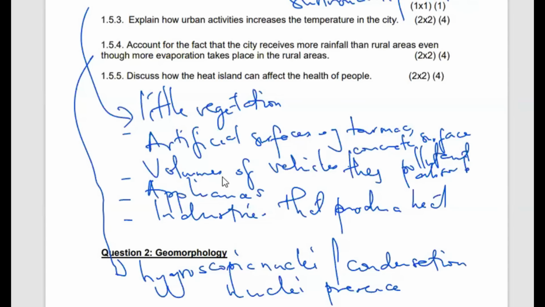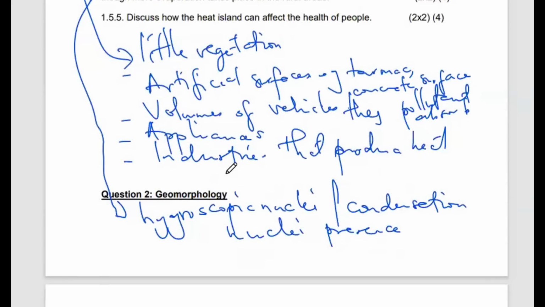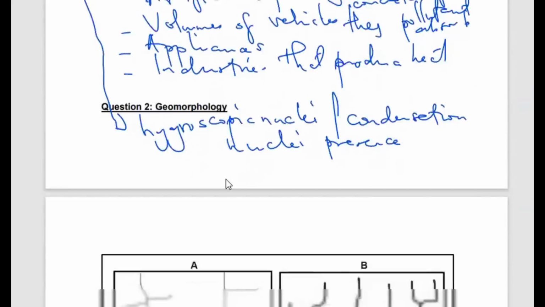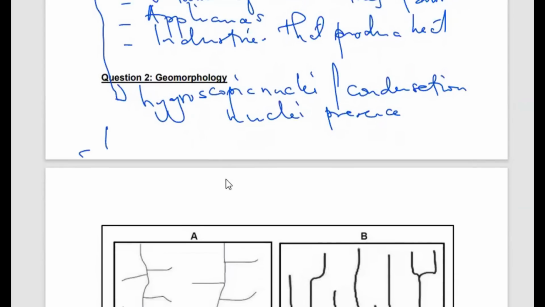But in urban areas, we tend to have large volumes of pollutants in the atmosphere, and those pollutants are equally important in facilitating condensation. And because of that, we tend to find that we have high levels of condensation happening in the urban areas because of the presence of the hygroscopic nuclei of condensation. So because of that, we tend to have effective condensation taking place in urban areas because of the presence of nuclei.